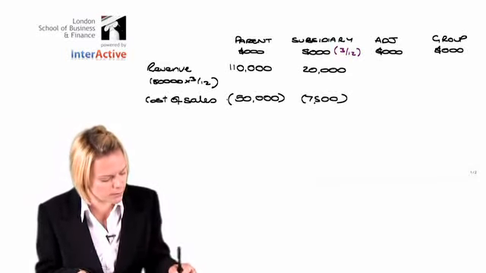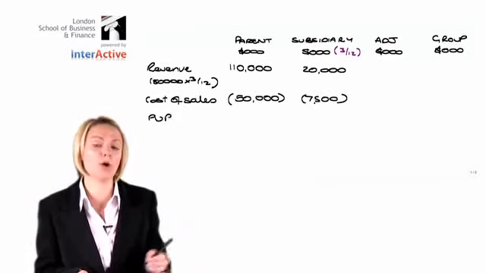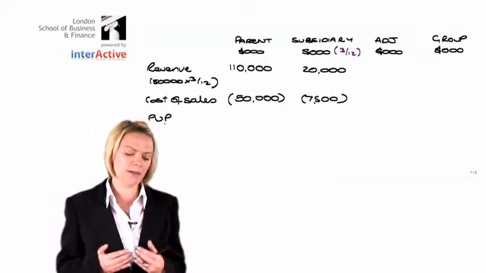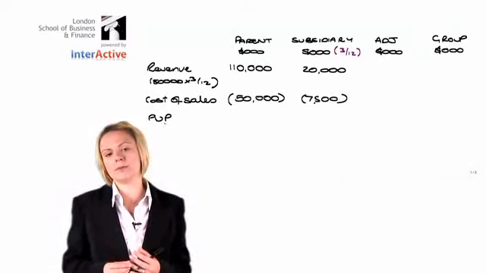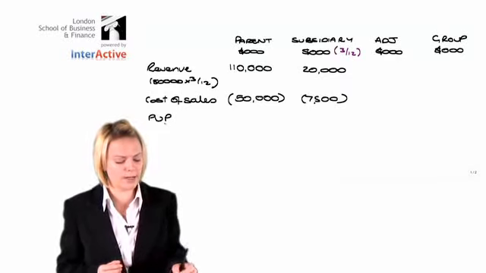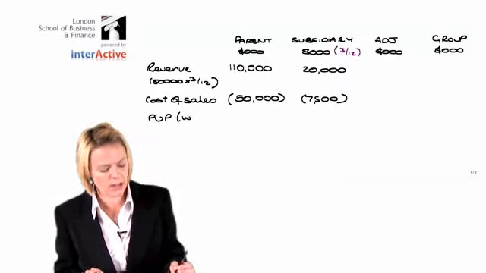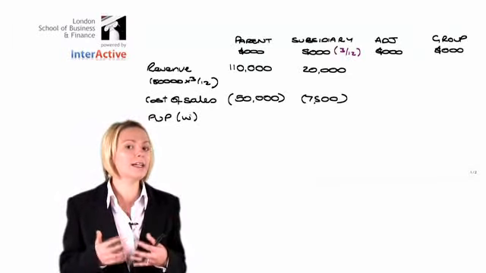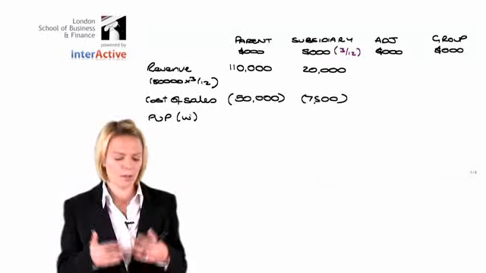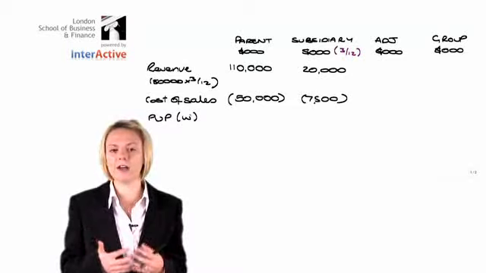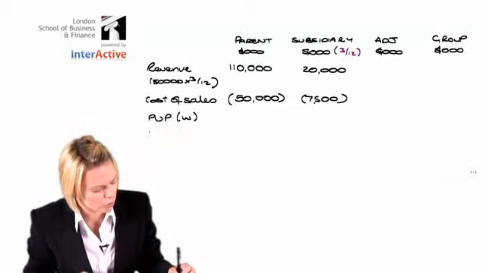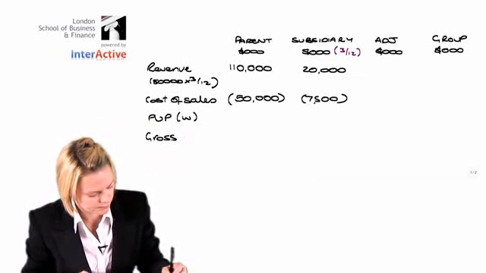Now what you're also going to do is add in an extra line called PUP. It's the only extra adjustment that would need to be adjusted in the parent or subsidiaries column. So we always add in that extra line, and we always need to work out PUP. Now you may not always have PUP in the exam, but it's worth putting in that line just in case. Moving on then, we'll have gross profit.